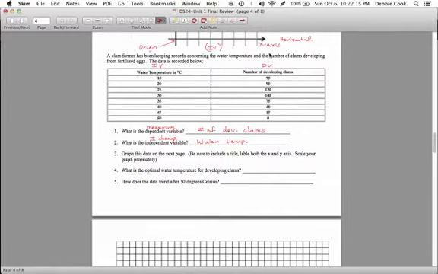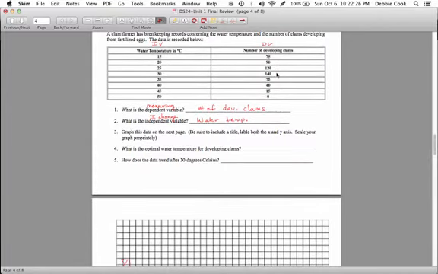I need to ask myself, what type of title should I actually give my graph? So again, my title should show me the relationship between water temperature and the number of developing clams. So what I could do is say the effect of water temperature on clams, or number of clams, or number of developing clams. Any of those things would work. So I have my title in.